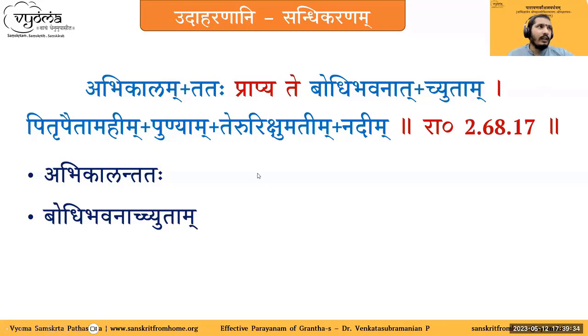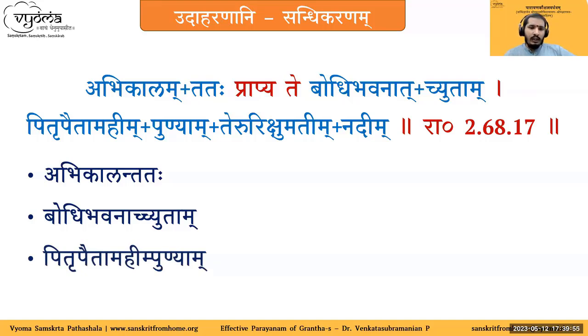In the third highlighted word, Pitrupayita Mahim Punyam. The Makara is converted into Anuswara initially. Then we get the Parasavarna sandhi. That is, in place of Anuswara, we get Makara Adesha. So the final form is Pitrupayita Mahim Punyam.